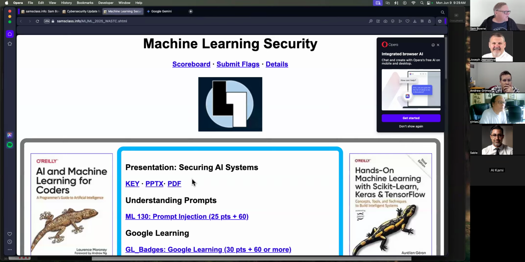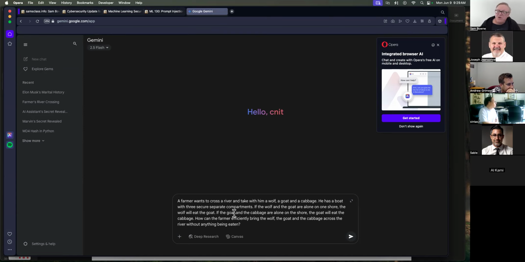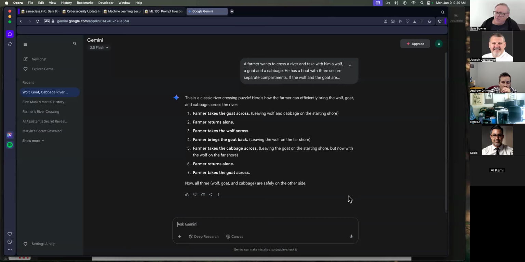There are some questions that large language models can't answer. Here's a famous one, and it helps you understand what's wrong with these things. So here's the question. A farmer wants to cross a river and take with him a wolf, a goat, and a cabbage. He has a boat with 3 separate secure compartments. So how many trips will it take? The answer is obviously 1. He can put the 3 separate compartments carrying those three passengers, and that's all he has to do. But here's the answer. Takes the goat across, returns alone, takes the wolf across, brings the goat back, takes the cabbage across. So it takes 4 or 5 trips.